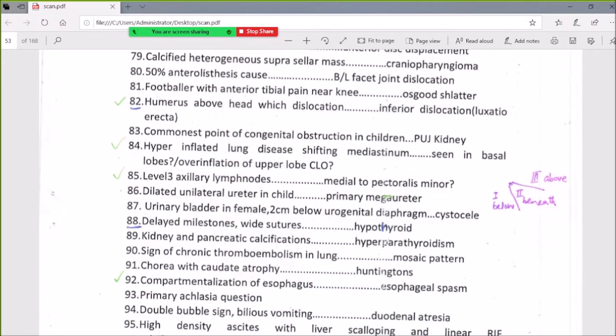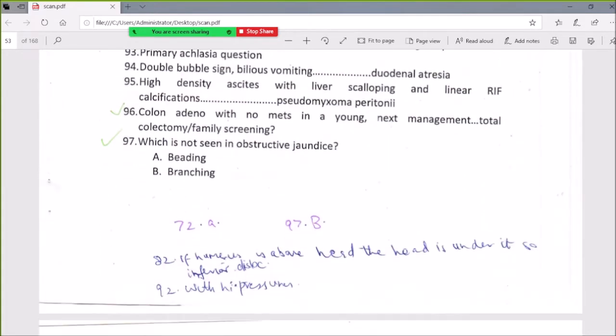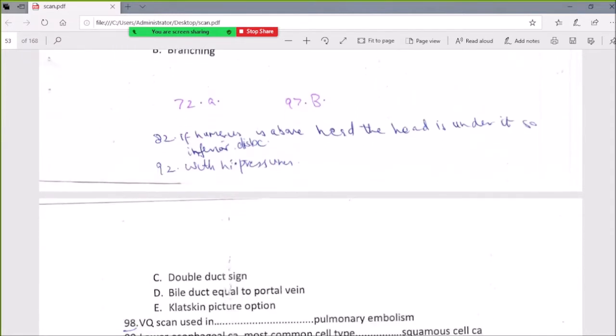82. Humerus above head with inferior dislocation. So if humerus is above head, then the head will be down, so there will be an inferior dislocation. If humerus is above head, the head is under it. Okay, so inferior dislocation. This is a mnemonic to remember inferior dislocation.